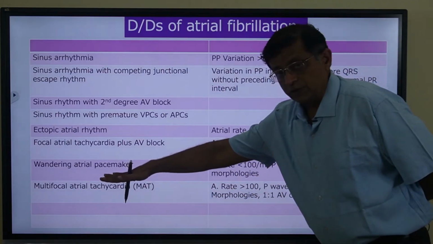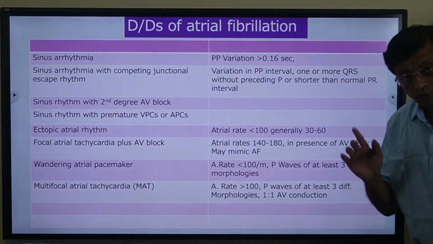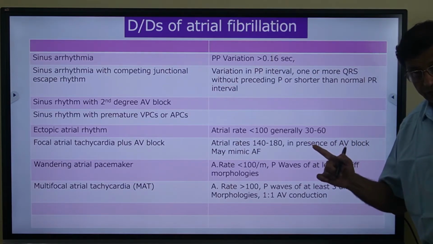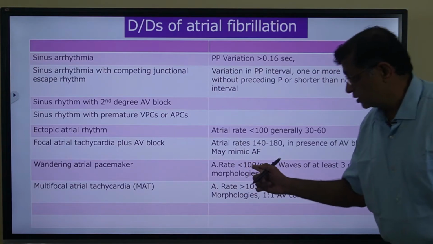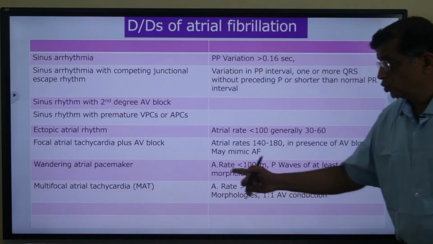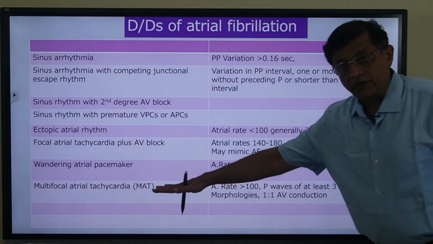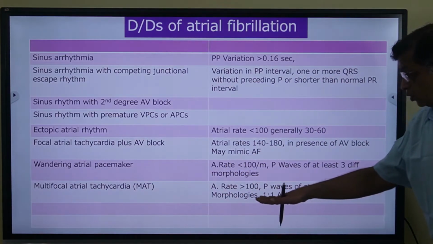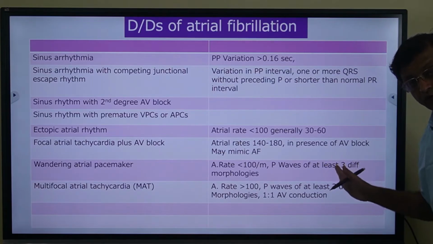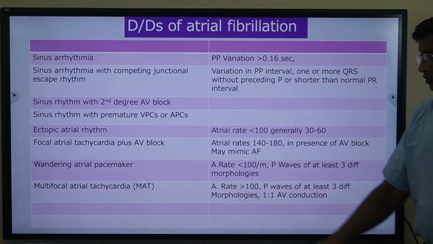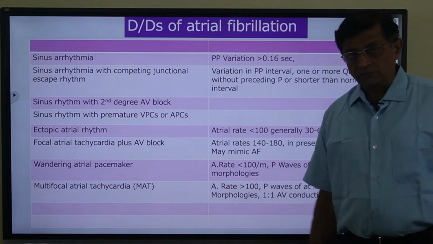Wandering atrial pacemaker. Here, in one strip, you see more than 3 different shapes of P waves, but the rate is less than 100. So this is usually wandering atrial pacemaker. And multifocal atrial tachycardia: here again, you could see more than 3 P wave morphologies, but the atrial rate is more than 100. This will become clearer when we see examples.